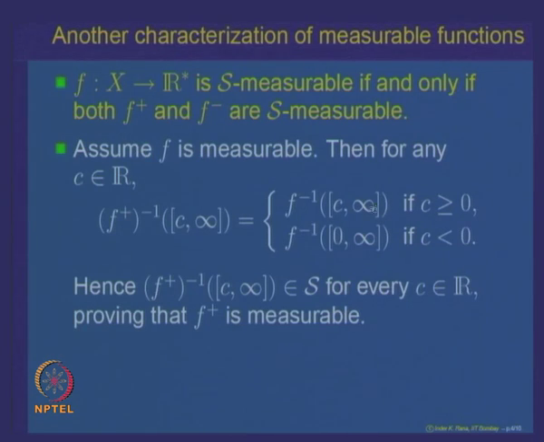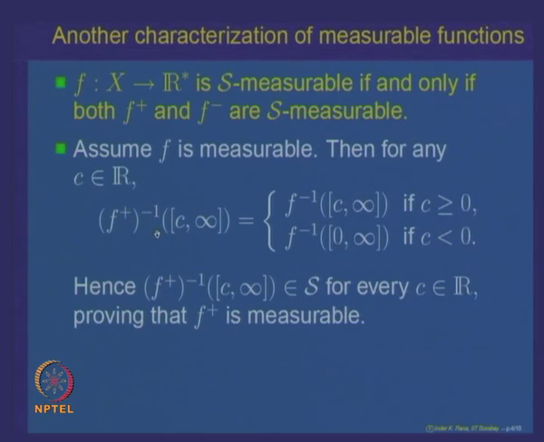So, let us assume first f is measurable. Then for any point c in R, look at the inverse image of the closed interval c to plus infinity under f plus. That we know is because f plus of x is equal to f of x if f of x is bigger than 0. So, if this value c is bigger than 0, then f plus of x will be equal to f of x.